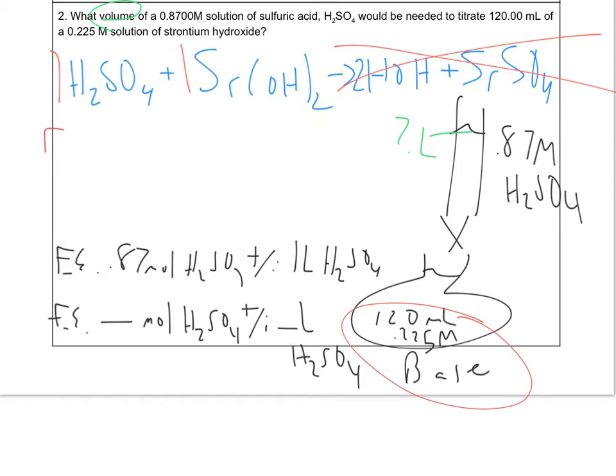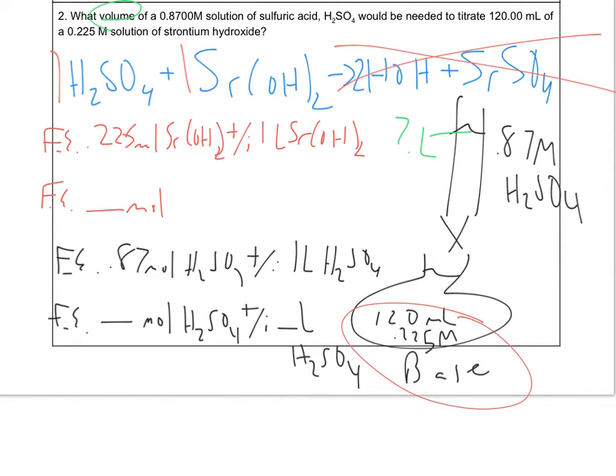So we've got for every 0.225 moles of Sr(OH)2, there is 1 liter of Sr(OH)2. We don't have 1 liter, or else we'd know our answer already. We have 0.12 liters of Sr(OH)2 solution. So we got times 0.12, and that comes out to be 0.027.